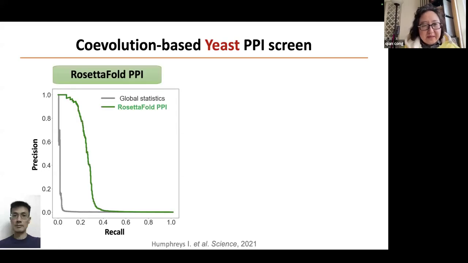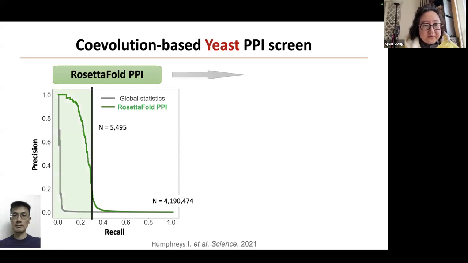But at that moment, AlphaFold came out, and then we also developed RoseTTAFold, and we also developed a fast version of RoseTTAFold that is designed for fast PPI screening. Then you can see these deep learning methods immediately show a much better performance compared to the previous statistical methods.